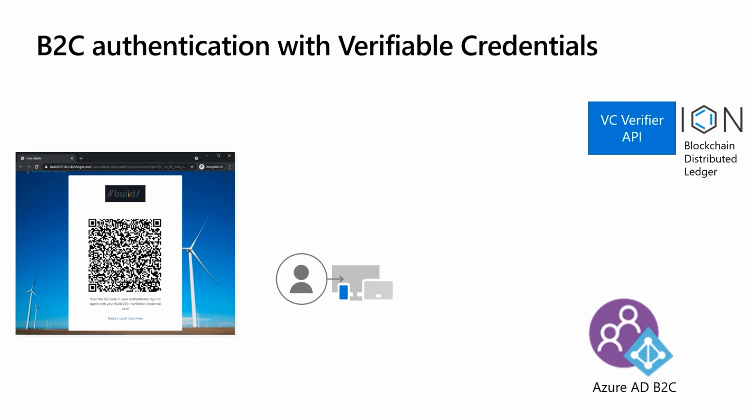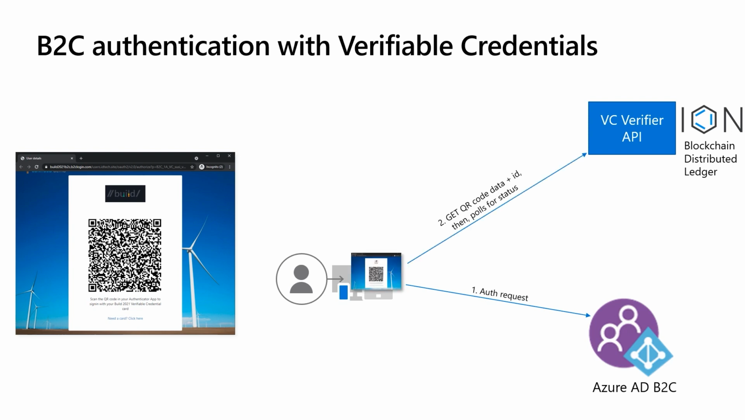Step 1 is that the app makes an auth request to B2C, where B2C's policy responds with a web page, and upon loading that web page in the browser, it contacts the VC Verifier API. Step 2 is that the browser gets information from the VC Verifier API that it translates into a QR code and displays it, plus a session ID. Step number 3 is that me as a user, I pull up my Microsoft Authenticator app and I scan the QR code and get a presentation request from the app.